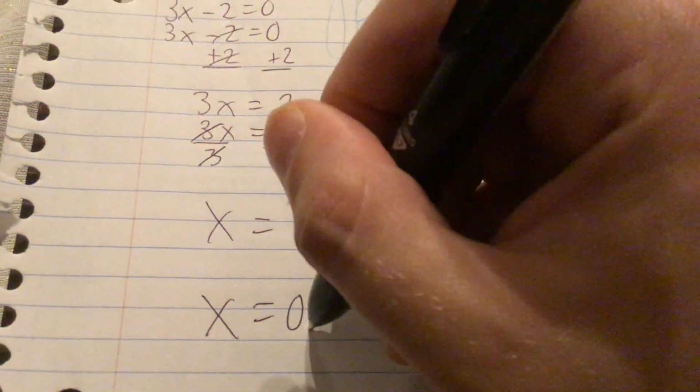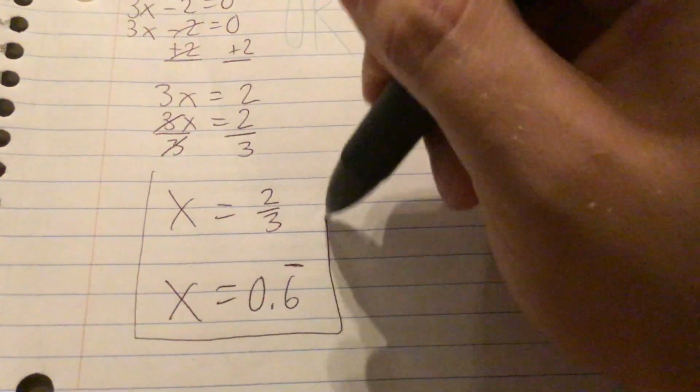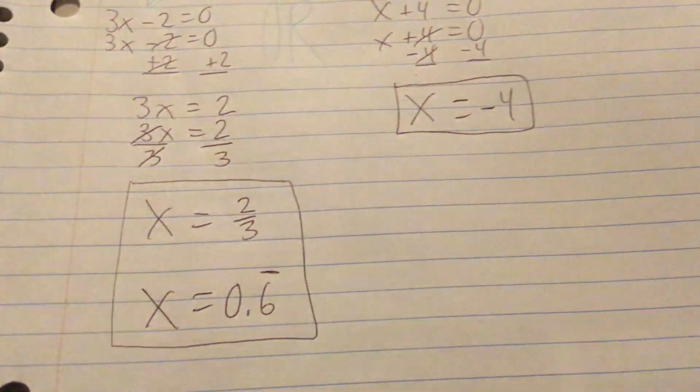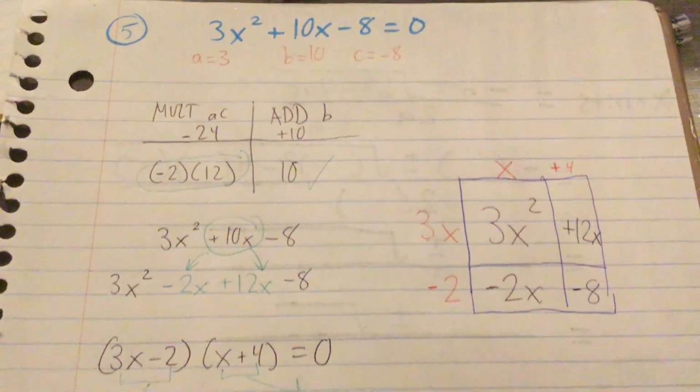or if you're a fan of decimals like me, this is going to be x equals 0.66666666666. So I'm going to put a little hat on it to say it is repeating. So either x is equal to negative 4 or 2/3. Okay, 0.6 repeating is the same thing as 2/3.